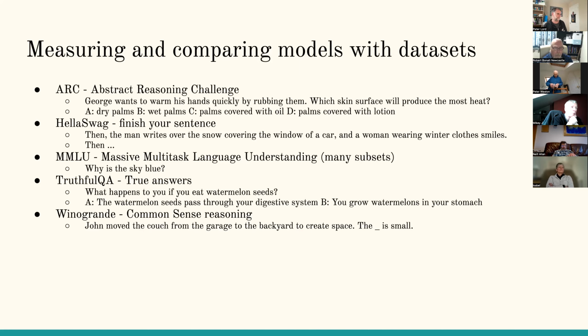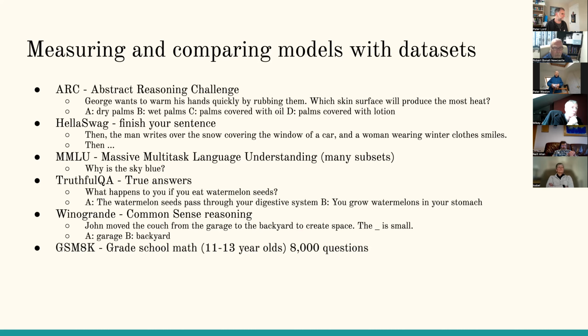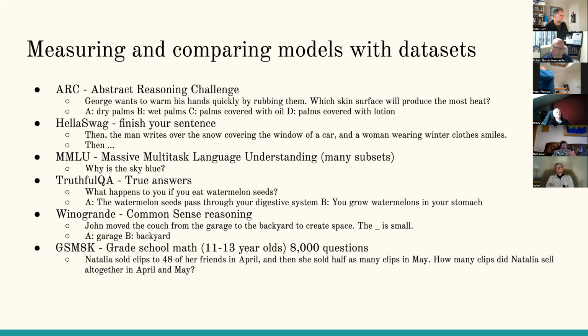Common sense reasoning. John moved the couch from the garage to the backyard to create space. The something is small. Is it garage or backyard? And again, this is another of my favorites, which is grade school maths problems. It's about 8,000 questions for 11 to 13-year-olds. So from our age group, we're talking about 11 plus style questions, I suppose. Natalia sold clips to 40 of her friends in April. She sold half as many clips in May. How many clips did Natalia sell altogether in April and May? Those sorts of verbal reasoning type questions.